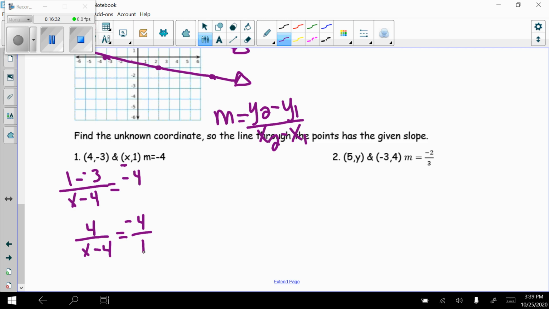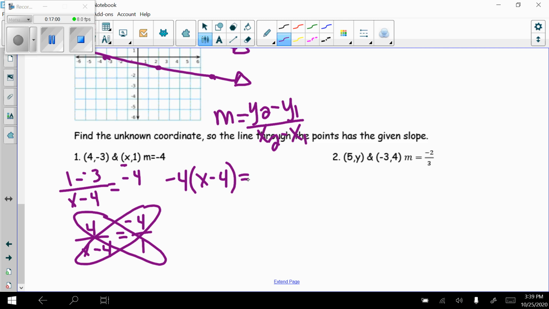Now look what we have created. We have created a proportion. And remember, way back at the beginning of the year, we practiced proportions. We reviewed that from Algebra 1. And remember, how do you solve a proportion? Cross multiply. So I'm going to take this and multiply together, and this and multiply together. So I have negative 4 times this whole thing, x minus 4. So I put that in parentheses. That's going to equal the other two multiplied together, 4 times 1.